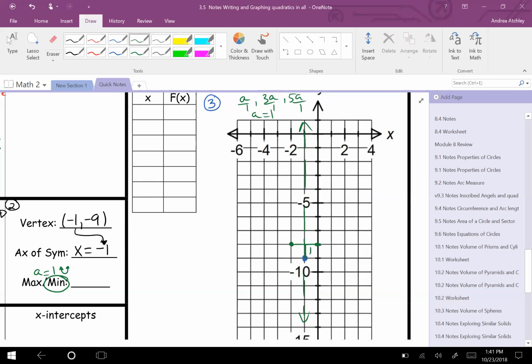Then I do 3 times 1, and I go up 1, 2, 3, and over 1. Then I go up 5: 1, 2, 3, 4, 5, and over 1. And then that's my parabola. Any questions over that?